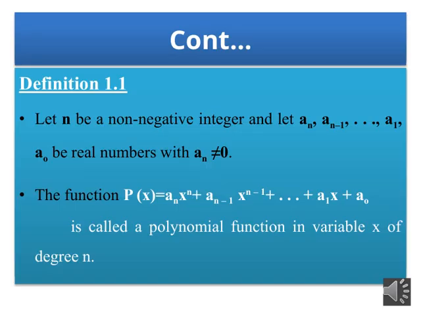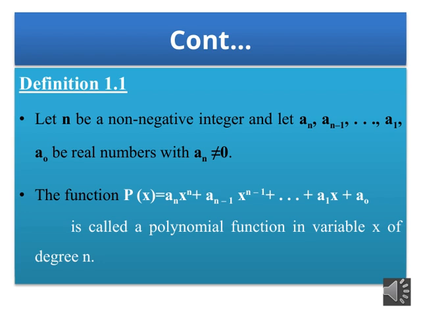Now, let's delve into the formal definition of a polynomial function, which we'll refer to as definition 1.1. Imagine you have a non-negative integer, which we'll call n. This simply means n can be 0 or any positive whole number. Next, consider a sequence of real numbers. These are our coefficients, denoted as a sub n minus 1, all the way down to a sub 1 and a sub 0. The key here is that the leading coefficient, a sub n, is not 0.